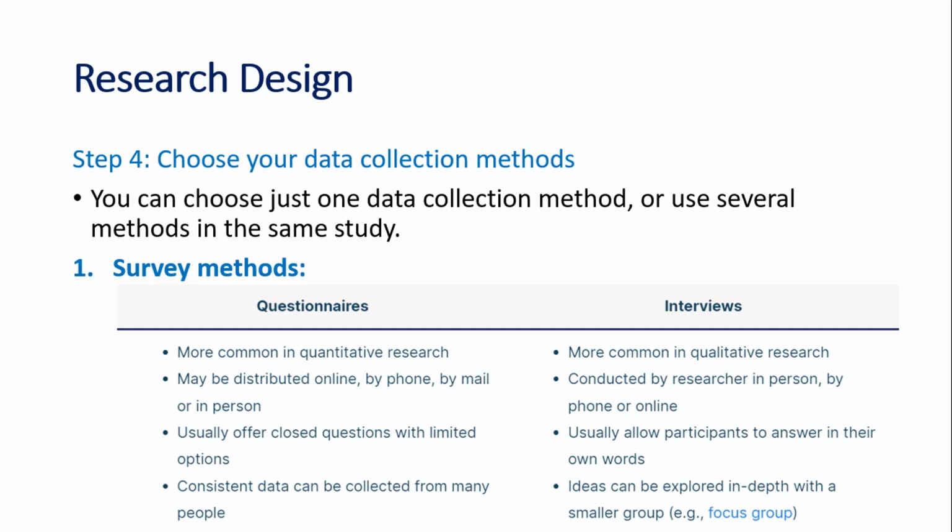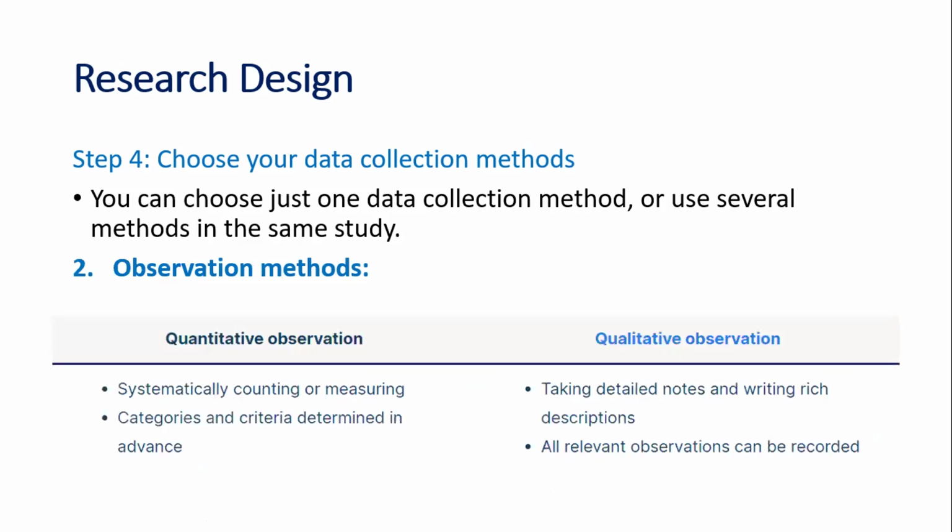So surveys allow you to collect data about opinions, behaviors, experiences, and characteristics by asking people directly, and these are the two methods, questionnaires and interviews. So the next thing is the observation methods. This could also be quantitative or qualitative.